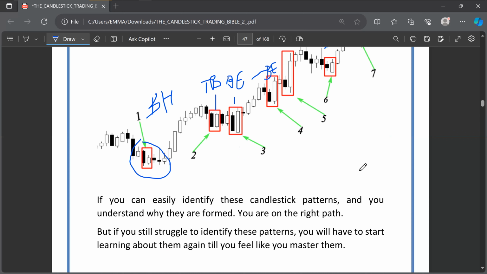Now, if you can easily identify these candlestick patterns and you understand why they are formed, you are on the right path. But if you still struggle to identify these patterns, you have to start learning about them again. Don't be alarmed or discouraged if you get them wrong. It's a matter of learning. You won't get things right on the first attempt, especially when it comes to trading, because in this profession you are going to lose and you also gain. Just understand that and accept it.